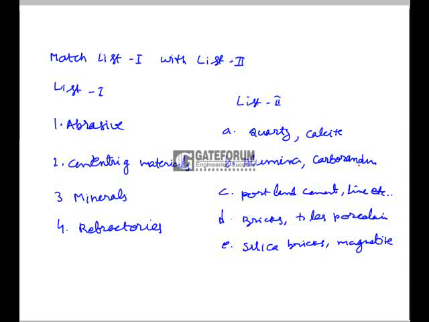So here abrasive materials are alumina and carborundum, so that 1 matches B, and cementing materials are Portland cement, lime, etc., so that 2C. And here minerals are quartz and calcite, so 3A. And here refractories are silica bricks, magnetite, so 4E.